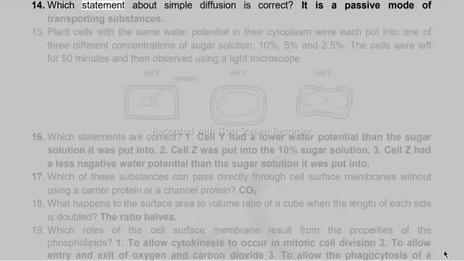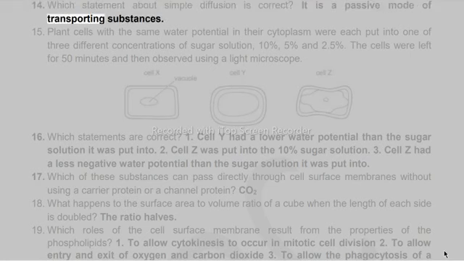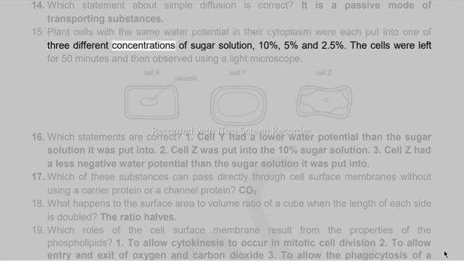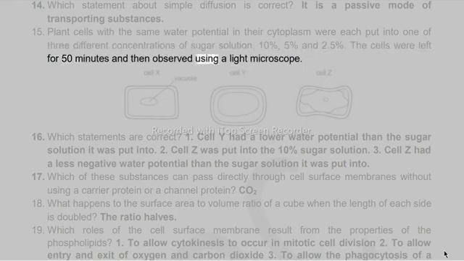14. Which statement about simple diffusion is correct? It is a passive mode of transporting substances. 15. Plant cells with the same water potential in their cytoplasm were each put into one of 3 different concentrations of sugar solution, 10%, 5% and 2.5%. The cells were left for 50 minutes and then observed using a light microscope.